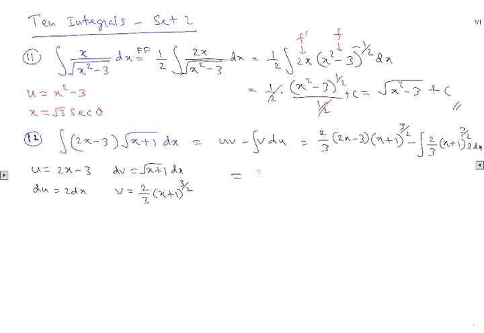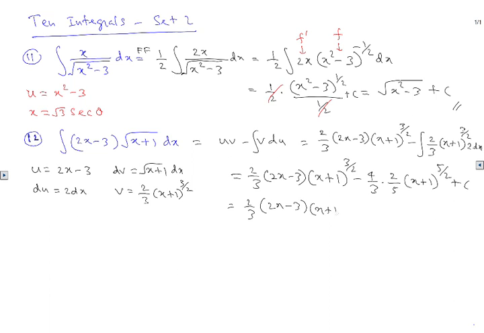So this is very easy to integrate. I'm going to write it here. So you're going to get 2/3 times 2x minus 3 times x plus 1 to the 3/2 minus 4/3, and then you just integrate, so that you're going to get negative 2/5 x plus 1 to the 5/2 plus c. Okay, and you can simplify a little bit. If you want to simplify, you're going to get 2/3 times 2x minus 3 times x plus 1 to the 3/2, minus 8/15 times x plus 1 to the 5/2 plus c. So that's the final answer.